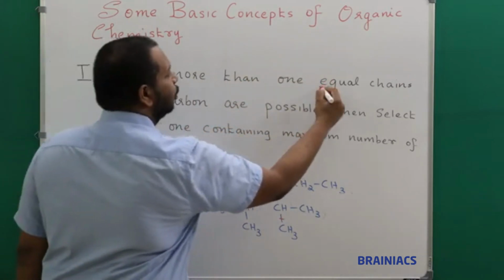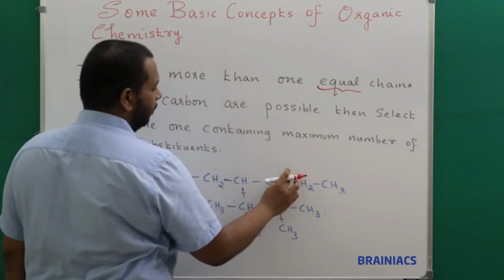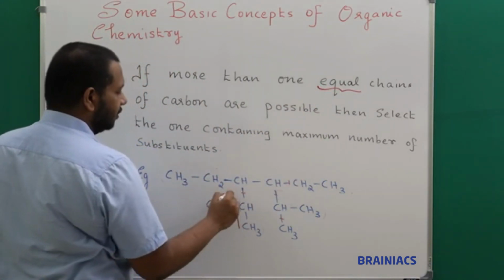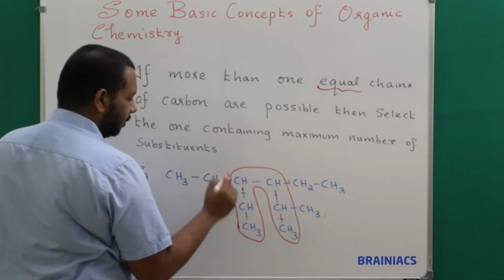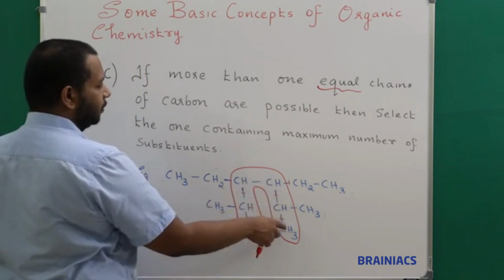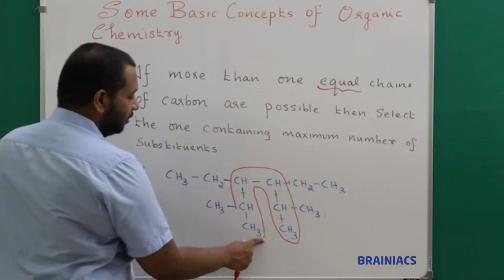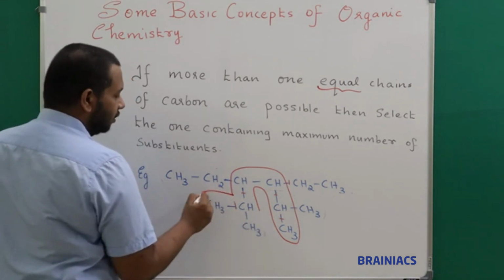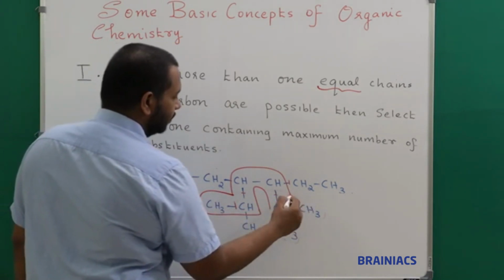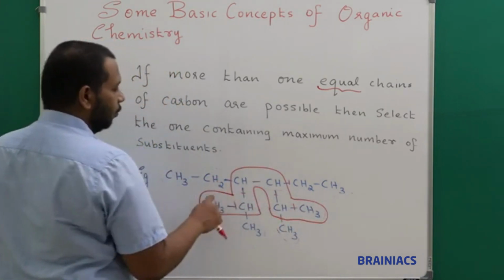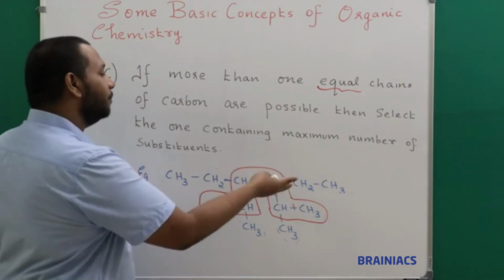If more than one equal chains of carbon are possible, you could see here multiple ways. Another way you can see it like this. This is also possible. This is the longest continuous parent carbon chain, 1, 2, 3, 4, 5, 6. Correct? Or some people will choose like this, and say, sir, this is also possible. They will say this is also 1, 2, 3, 4, 5, 6. Correct? Again it is 6. So you have seen multiple paths.